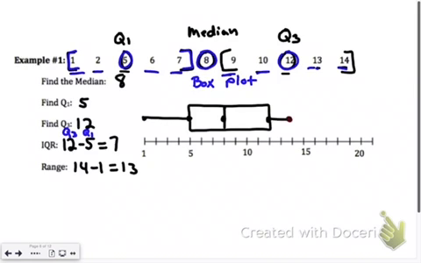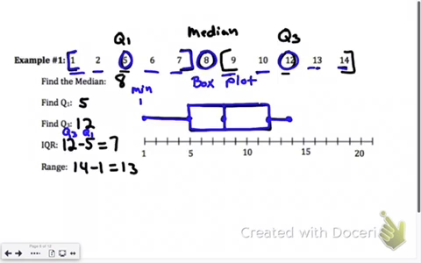we start by using the 5-number summary. So I'm going to take and plot points above a number line where the minimum value is, then where Q1 is, the median, Q3, and then the maximum value. Once you have those 4 points or 5 points laid out, then you draw a box around Q1 and Q3. A vertical line goes through the median, and then you connect a horizontal line to the minimum value and to the maximum value.